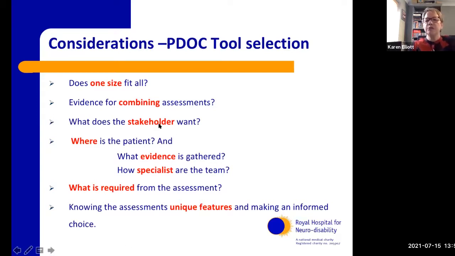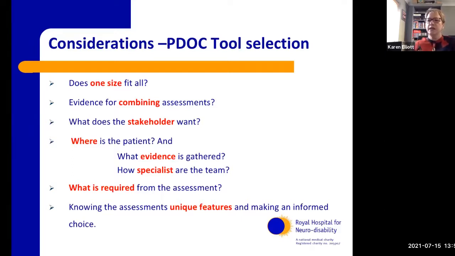It's thinking about, what do you want as a stakeholder of the assessment? What is it that you're wanting from them? And where is the patient? So has there been evidence gathered? How specialist the team working with them is might inform the type of assessment that you're using. What is required from the assessment is something that we also try to push in our SMART course, because it's about deciding what you want from the assessment, then you decide the assessment that's most appropriate. So if you want a diagnosis, then you might go for the CRS.